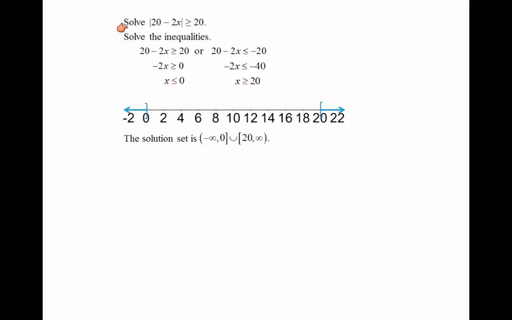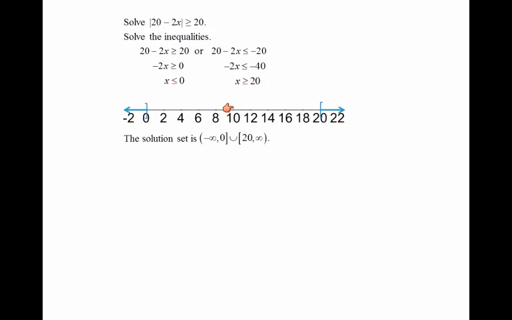Here's another example, solve absolute value of 20 minus 2x is greater than or equal to 20. So here we have to write 20 minus 2x is greater than 20, or 20 minus 2x is less than or equal to negative 20. So we solve both of these individually, and we find our solutions are to the right of 20 and left of 0. We can easily check our answer.